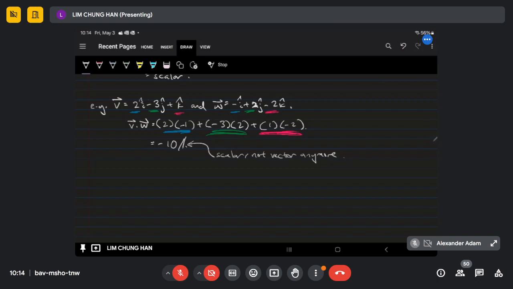Remember this, huh? When you dot product two vectors together, you end up with a scalar, not a vector anymore. So if you still end up with a vector, that means you've done something wrong. So remember this.